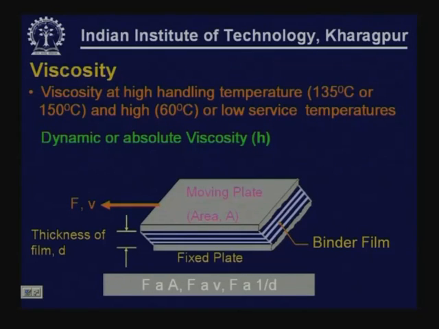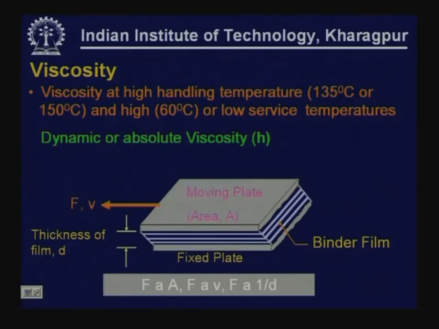What we see here are two parallel plates. There is a bitumen film that is sandwiched between these two plates. The bottom plate is fixed. The top plate is moved at a constant velocity of v. The shearing force that is required to move the top plate at a constant velocity of v is, let us say, F.